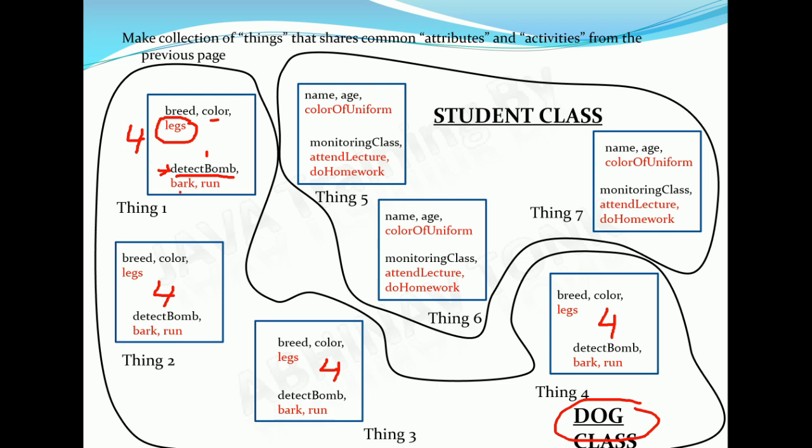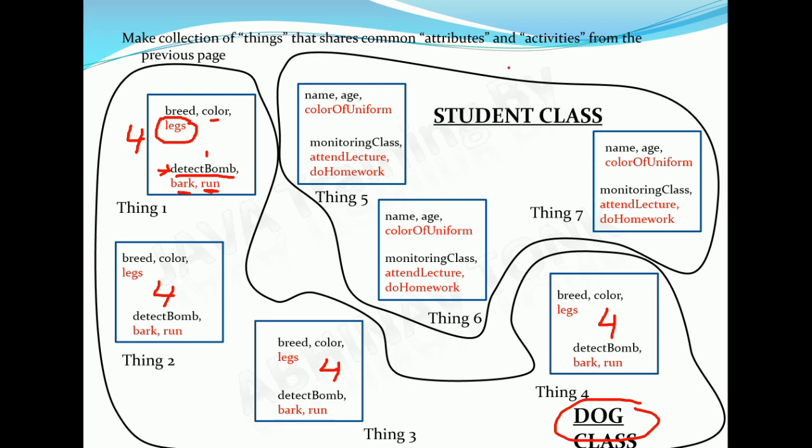But if you look at the bark and run activities, every dog can bark, every dog can run, right? So bark and run are the activities which are the same across all the dogs. The activities that are the same across all these dogs are known as static activities. So this was the concept of static attributes and static activities. Static attributes and static activities are those which are the same everywhere, whereas non-static attributes and non-static activities can be the same or can be different.